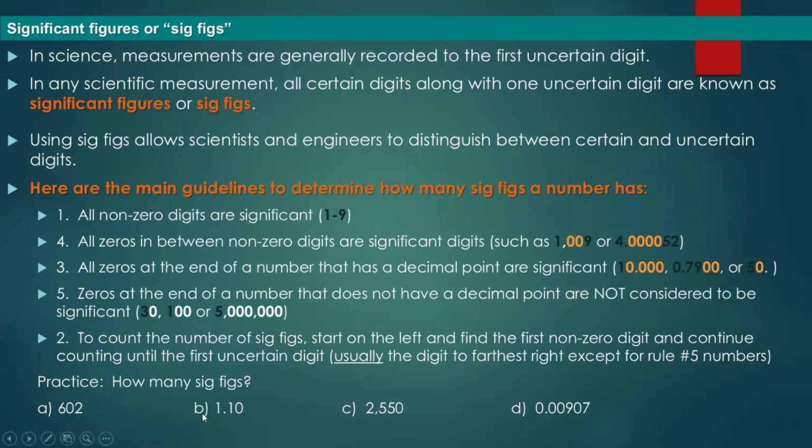Number B, 1.10. How many sig figs do you think that is? So according to rule number 3, all zeros at the end of a number that has a decimal point are significant. So this has a decimal point, and 1 and 1 are non-zero numbers. So this one has 3 significant figures.